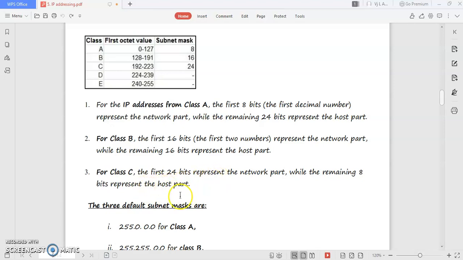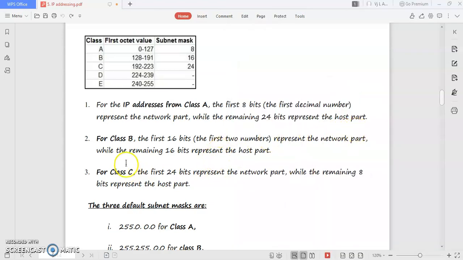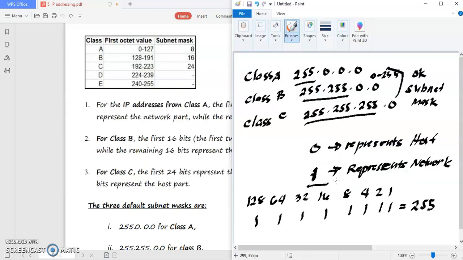So, 24 bits. Okay? And the remaining 16 bits, 8 and 8, 16. The rest that remain will represent the host. In class C also, 24, because 8 plus 8 is 16, plus 8 is 24. That's why 255, 255, 255. The 8 remaining bits represent the number of hosts you can connect. Okay? So, sir, how many hosts can you connect?